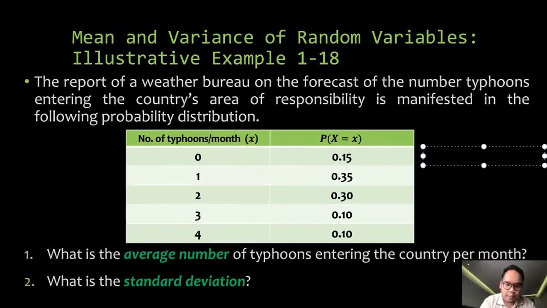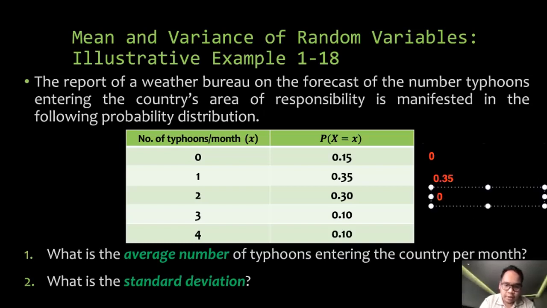So 0 times 0.15 is 0. 1 times 0.35 is 0.35. 2 times 0.3 is 0.6. 3 times 0.1 is 0.3. And 4 times 0.10 is 0.4. We will sum them up, and the answer is 1.65, right? So just simply sum it up, 1.65.